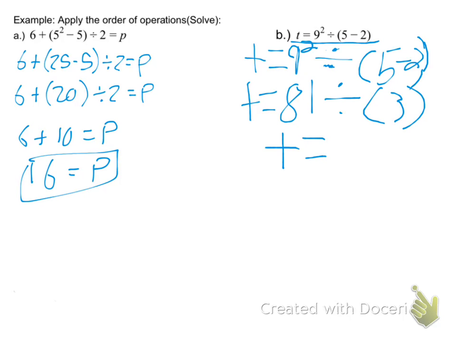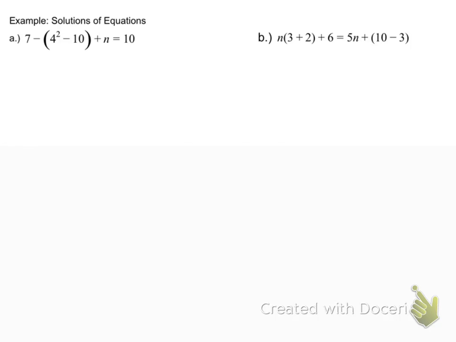Okay, so I just used my calculator, and I divided 81 by 3, and I got 27. So t equals 27. Okay. Anybody question that? Thank you, Hayden.